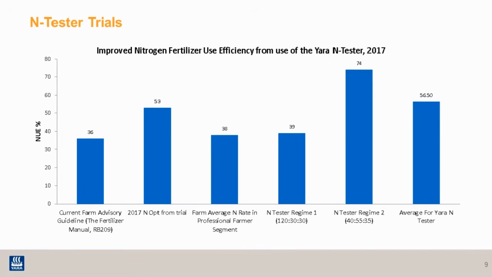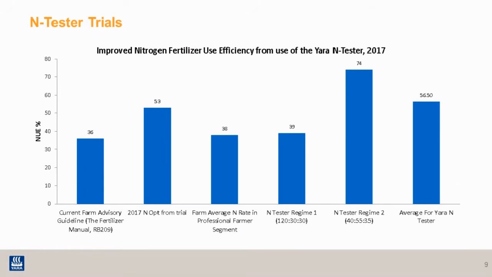So yeah, massive dose to start off with, and you can see the N-Tester only put on 30 kilos for the second and 30 kilos for the third application there. So it was trying to show you that you'd put on a lot in that first instance and then balancing it with smaller amounts in the second and third. But you can see there, because we put that massive dose on, we've got quite a low nitrogen use efficiency.